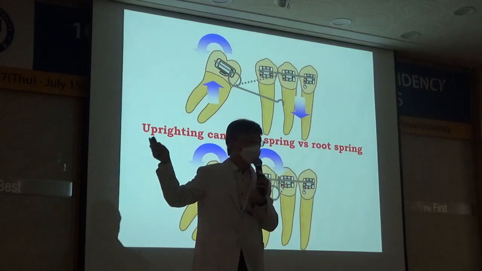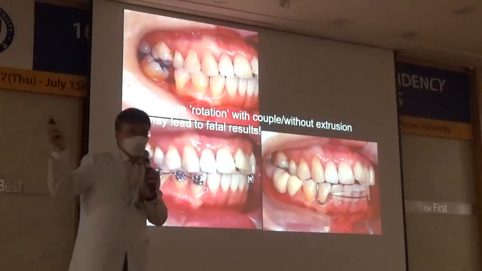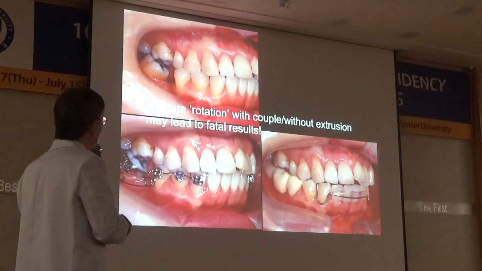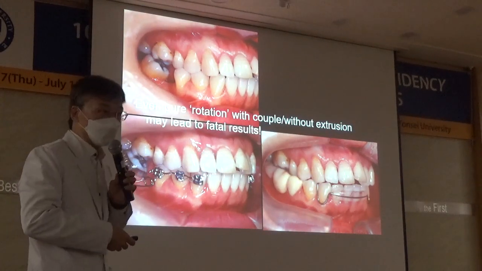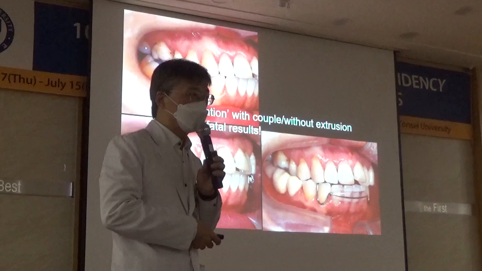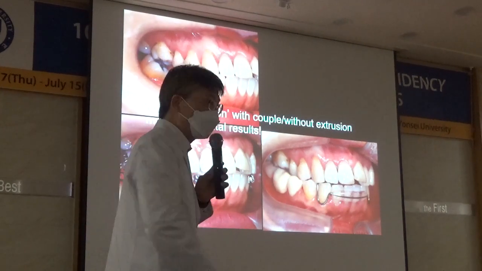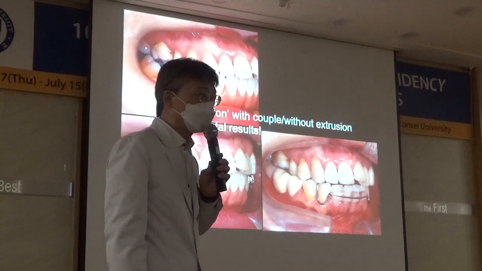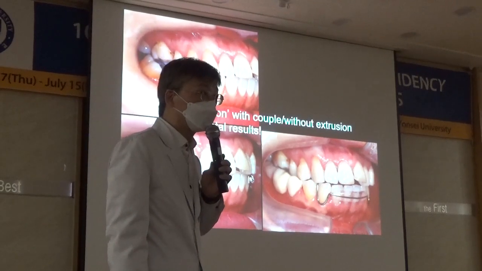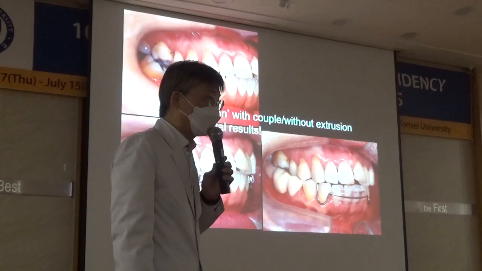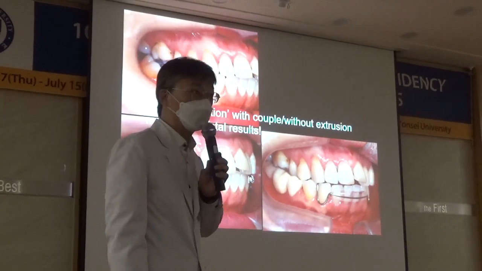Is it good or bad? Just because I know that the regular uprighting spring is fatal, very bad, we decided to use a root spring. We ended up with an open bite and a transverse problem as a result of a molar uprighting procedure. Very bad. Have you ever experienced something like this?